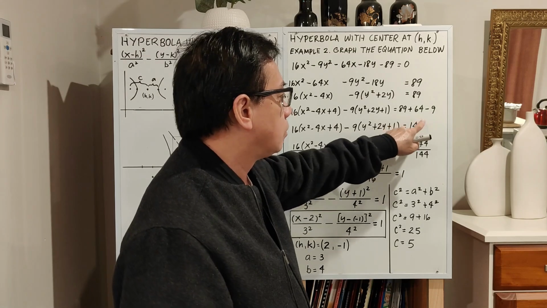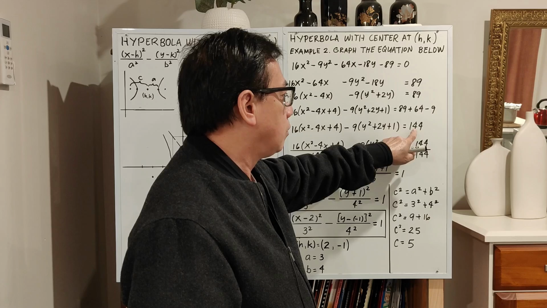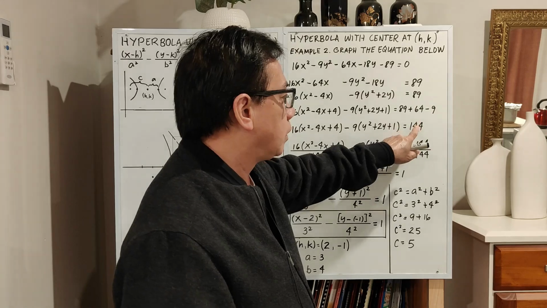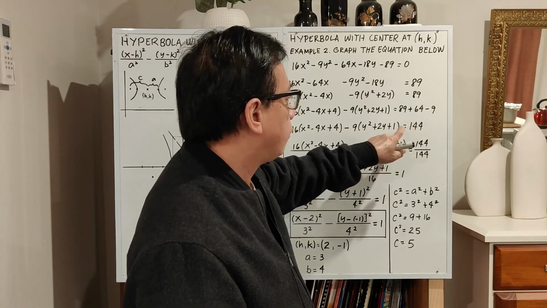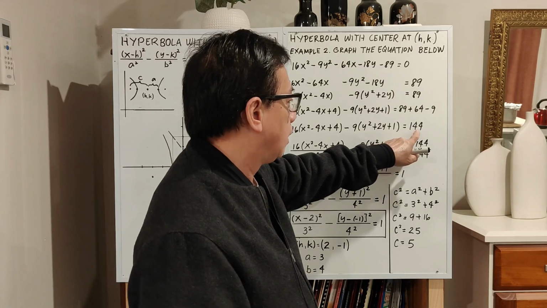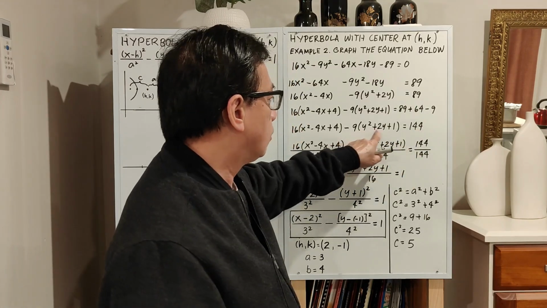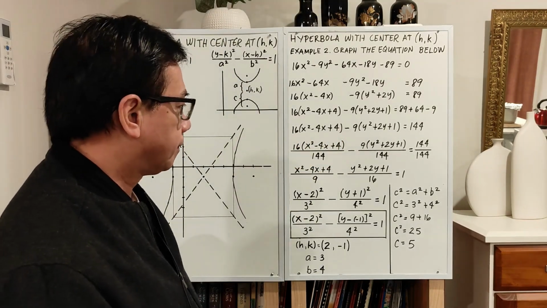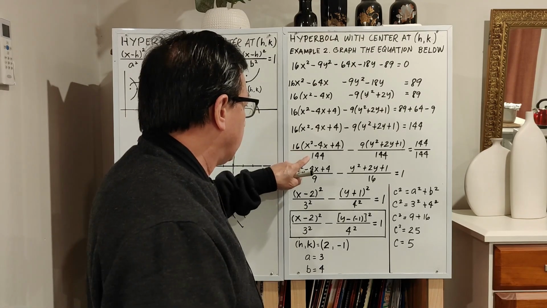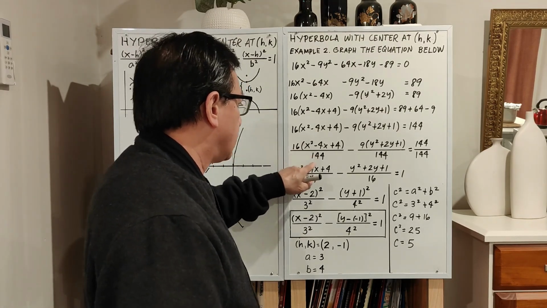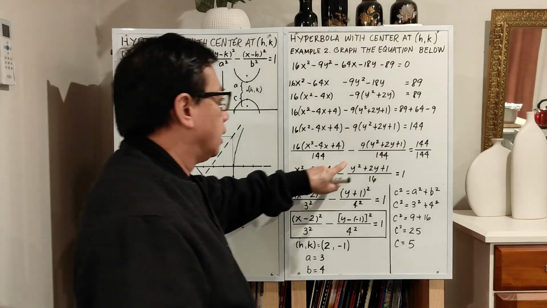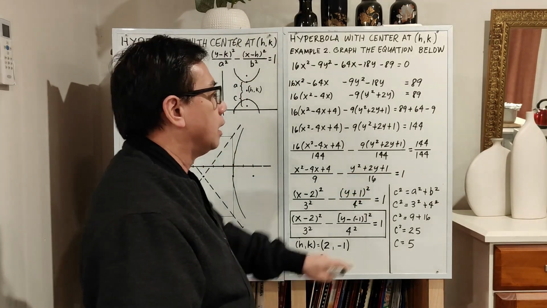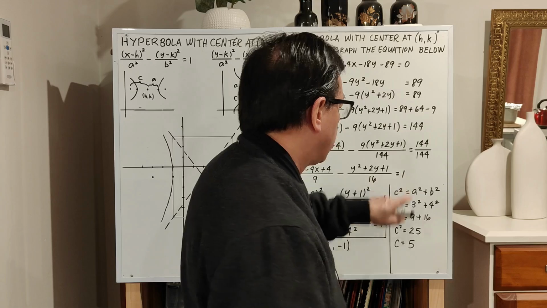We need to make this into a 1. So we need to divide it by itself. 144 divided by 144 will become 1. But we need to divide 144 to all the terms. So if we divide it here by 144, we divide this one also by 144. We divide this one by 144. So 16 and 144 will cancel out. What is left will be 9. 9 and 144 will cancel out. What will be left will be 16. 144 divided by 144 is 1.